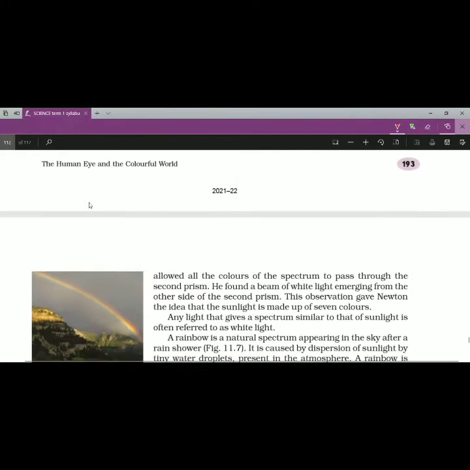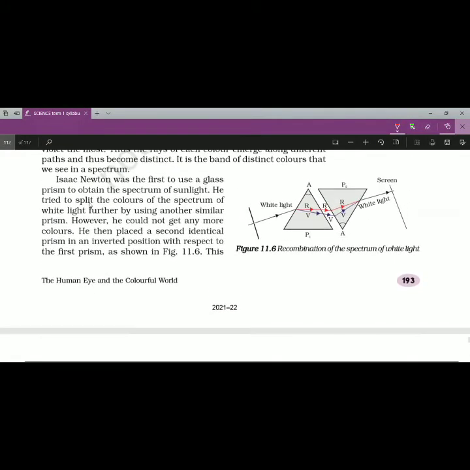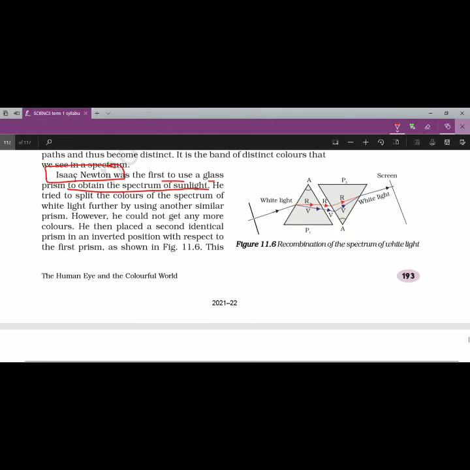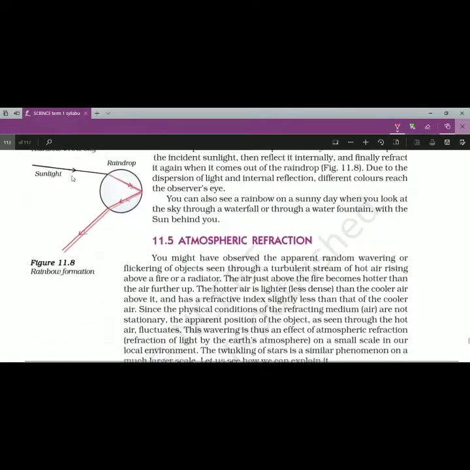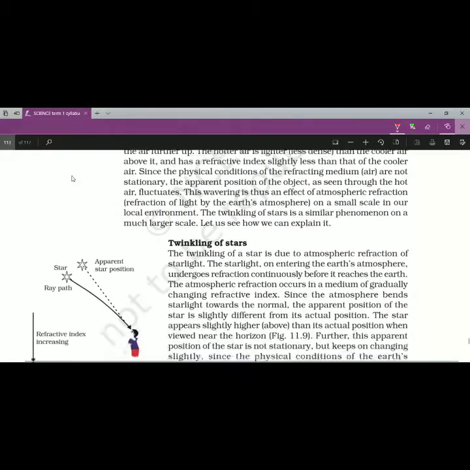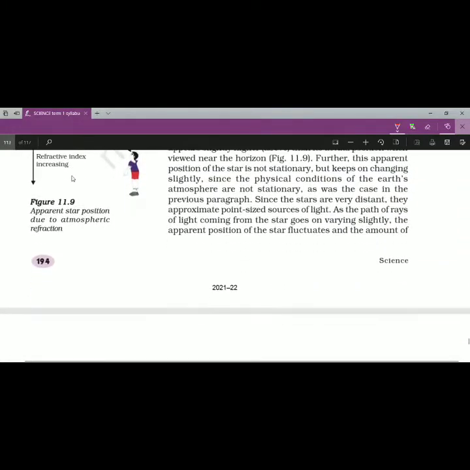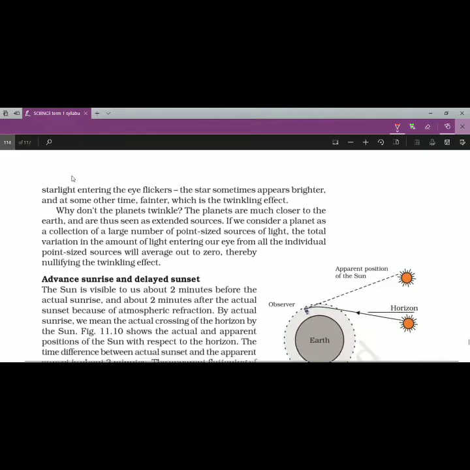ये Isaac Newton. Here is one question very important, that who was the first to use a glass prism to obtain the spectrum of sunlight? The answer is Isaac Newton. Many questions can be framed from this chapter also. Atmospheric refraction, twinkling of stars. Rest of the chapter whole is in your syllabus. Only the starting portion was not in your syllabus.